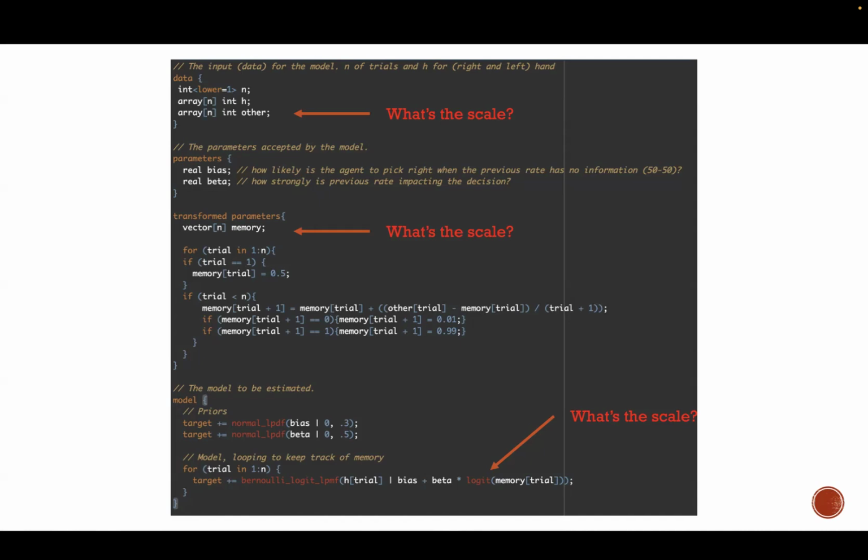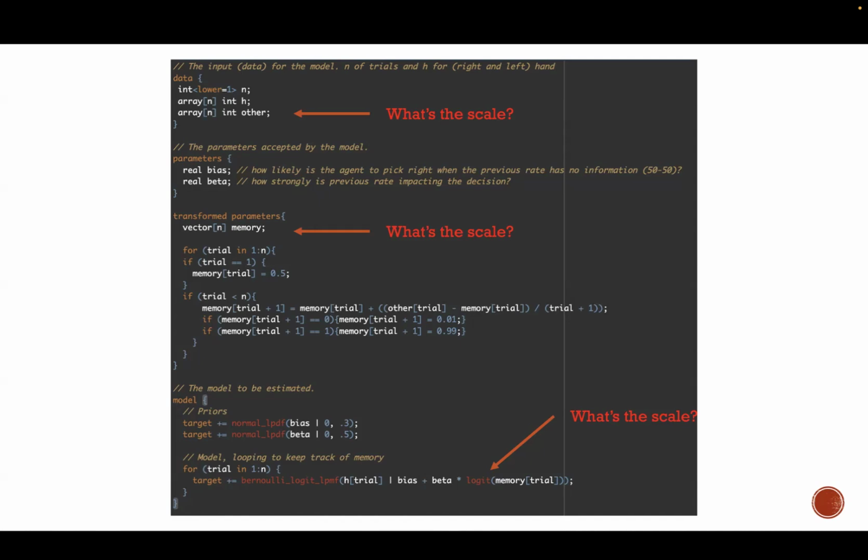Then we have a transformed parameter in which we create the memory state on a trial by trial basis. We loop through the trials. If it's the first trial, we set memory to 0.5, no memory, basically. Everything is equally likely. Somebody made me notice last Tuesday that this could be put outside, so it doesn't check every time. It's slightly faster. I have a note to redo it.